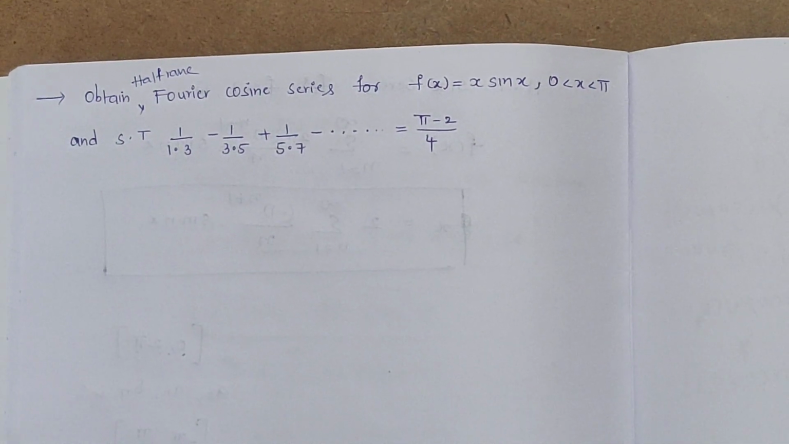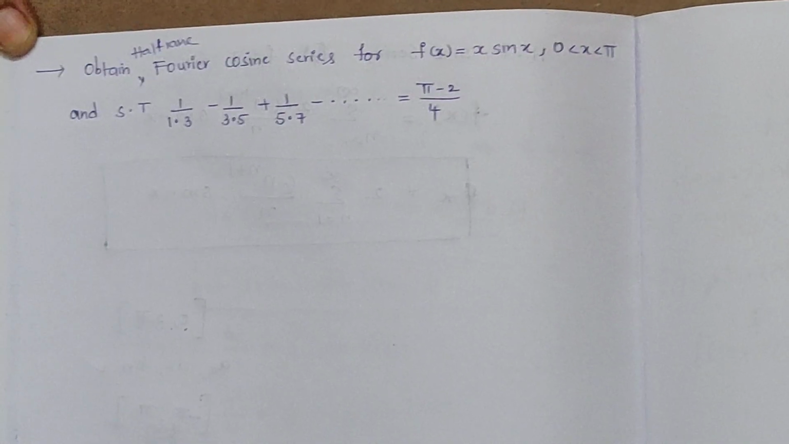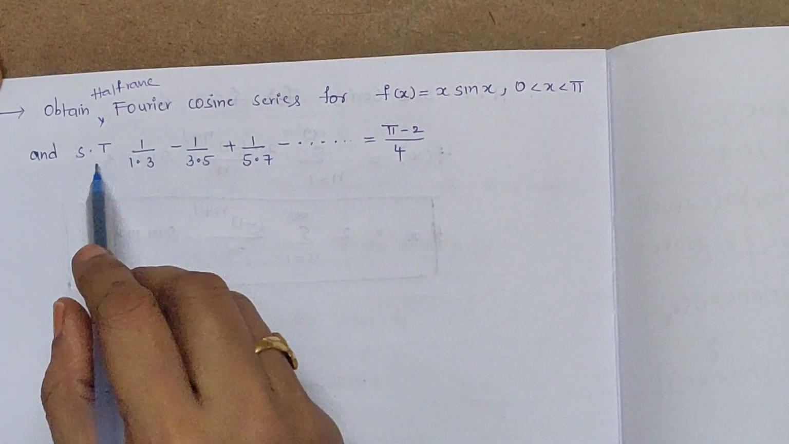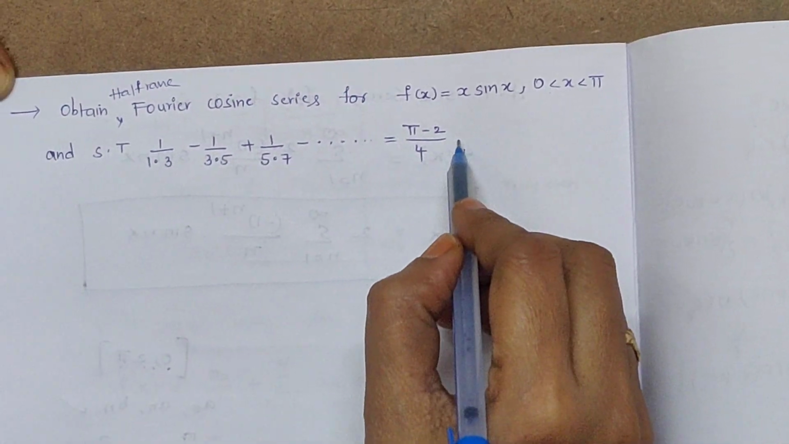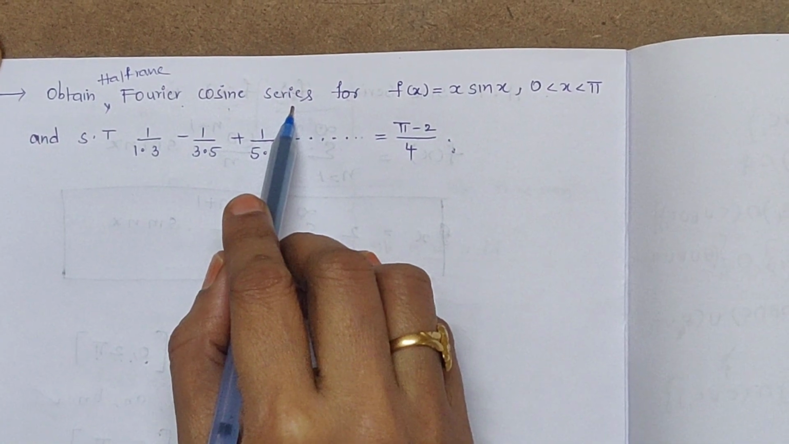Problem: obtain half-range Fourier cosine series to the function x sin x in the interval 0 to pi. Hence show this deduction. So first we find the half-range Fourier cosine series.